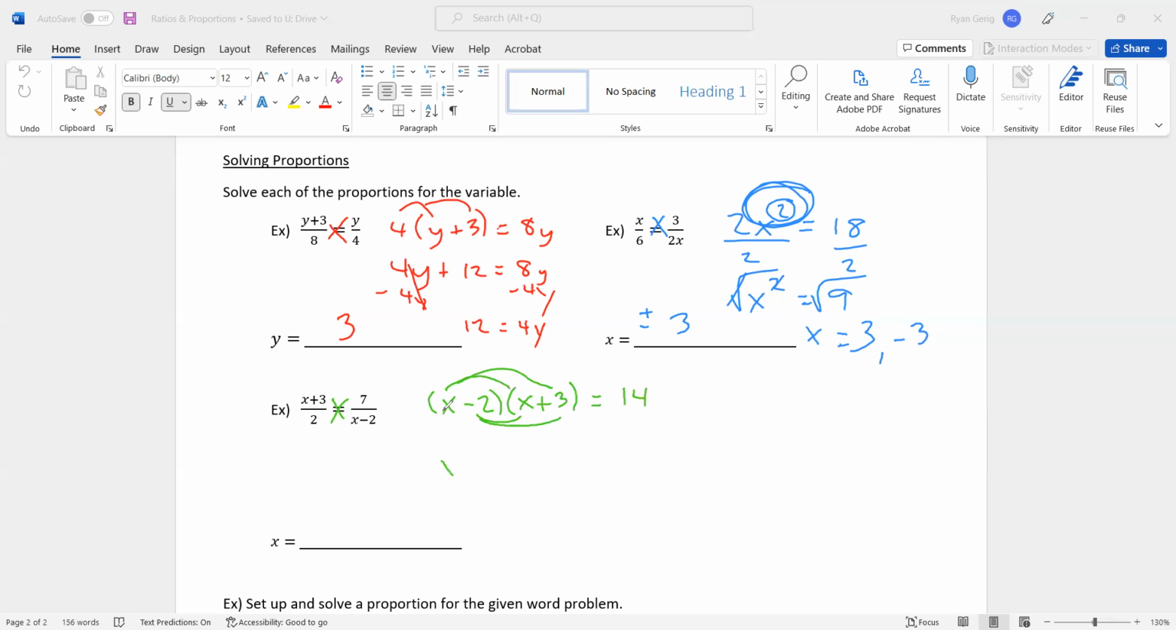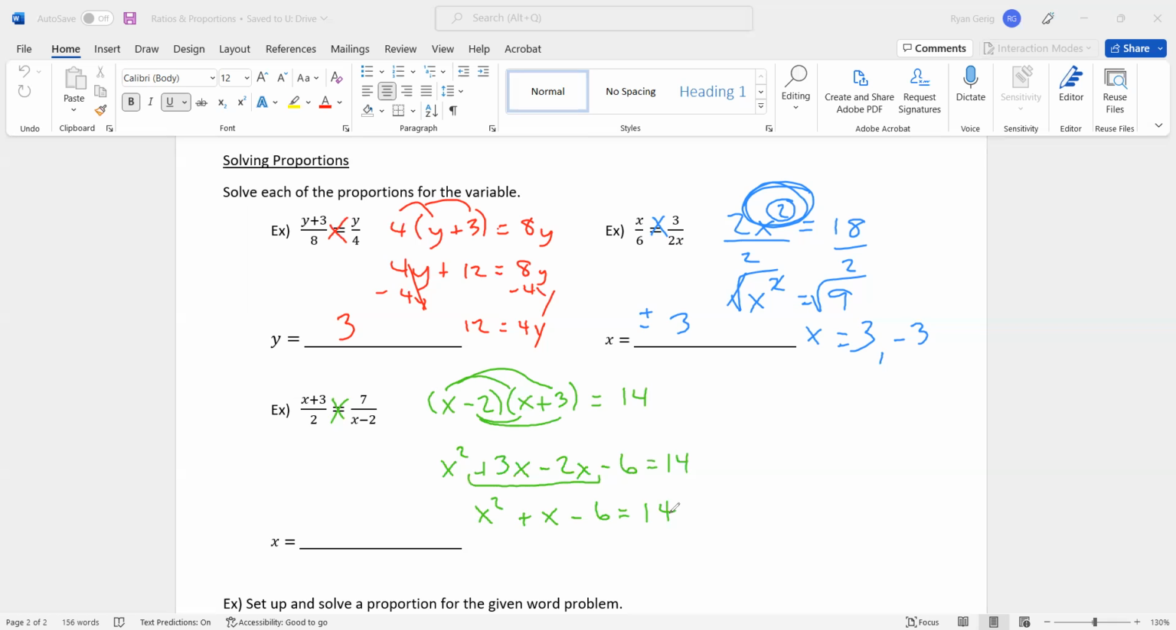x times x is x squared. x times 3 is 3x. Negative 2 times x, and yes, that is a negative 2. And then negative 2 times 3 is negative 6. And then don't forget that it's equal to 14. I'm going to combine my like terms here. I get x to the second plus 1x minus 6 equals 14.